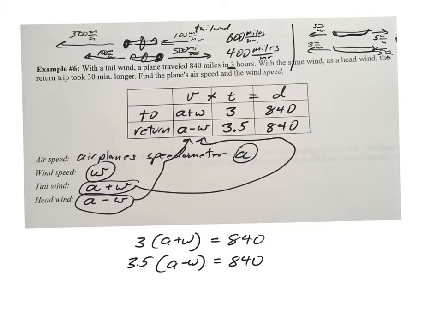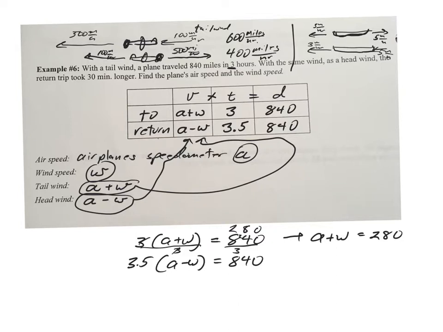Okay, so believe it or not, this actually simplifies pretty quickly. If I divide the first equation, both the left and the right, by 3, I get A plus W. If you divide the 840 by 3, the 3's cancel here, and the 3 goes into the 8 2 times, carry the 2, 3 goes into 24, 8 times, and a 0. So A plus W equals 280.